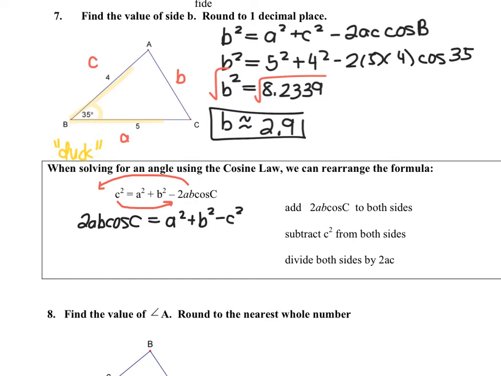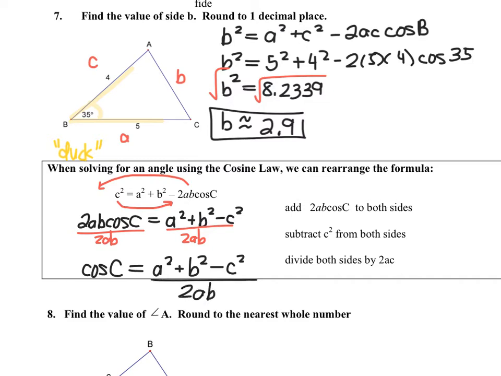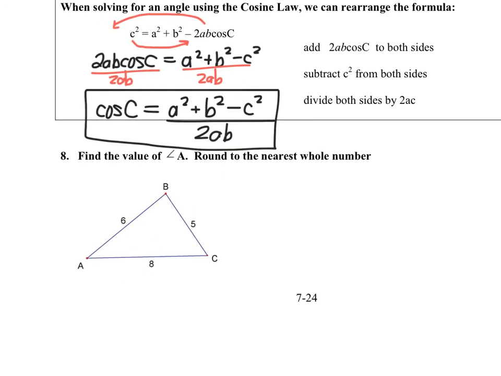And now I need to isolate for cos c, which means I need to divide out that 2ab from both sides. So here's our second formula for the cosine law. Cos c is equal to the other two sides added together and squared minus that opposite side squared all over double the other two sides. So that is another one we want. And these formulas will be given to you on the formula sheet on your test, on the exam, everything really. Okay, so let's try to take this and put it into action in our next example.